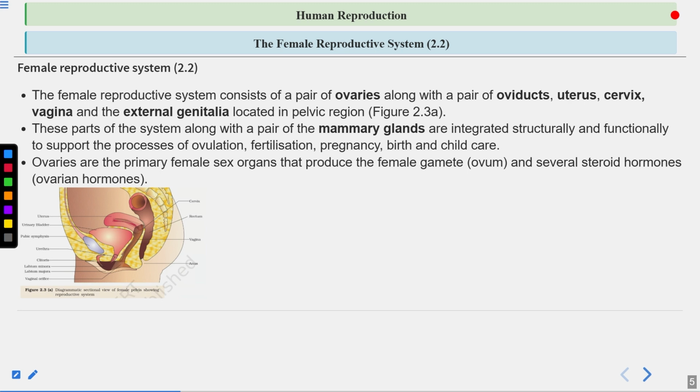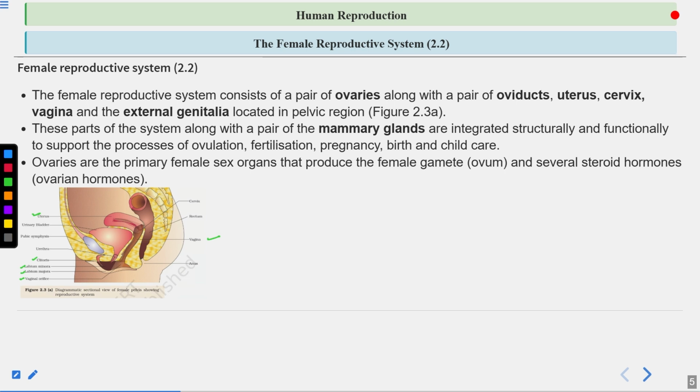So here you can see in this figure, this is a diagrammatic sectional view of the female pelvis showing the reproductive system. Here you can see different parts of the female reproductive system. You can see the uterus here. Then you can see the clitoris, labia minora, labia majora, the vaginal orifice, and the vagina. So these are all the parts of the female reproductive system, and we will discuss the function of these parts.